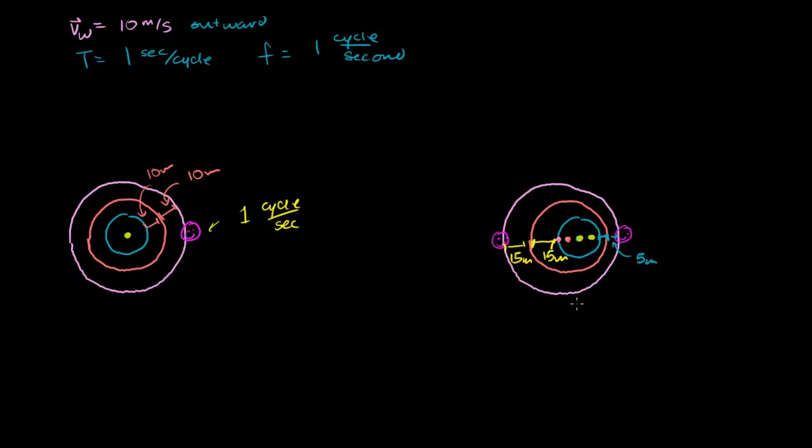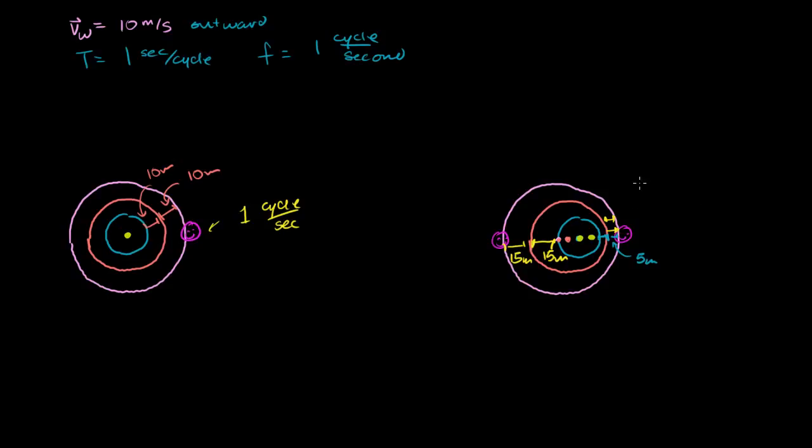Now, what about this situation? Well, each of these crests are 5 meters apart for this guy. If you imagine that this was some type of train coming towards this guy, each of these crests are only 5 meters apart, but they're traveling at 10 meters per second. So how many crests are you going to see in a second? Well, you're going to see 2 of them. This one's going to take half a second to reach you, and then the next half a second, this one's going to get to you. Or you could say this one takes half a second to reach you, then this one takes 1 second to reach you. So you're going to see 2.